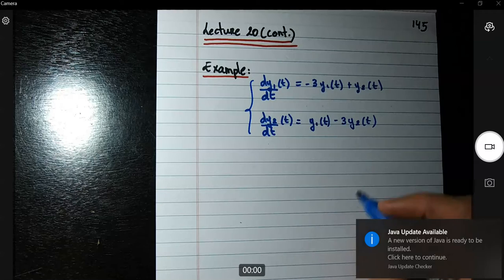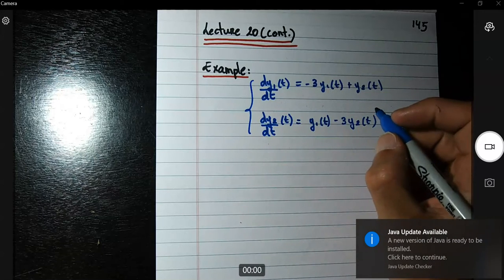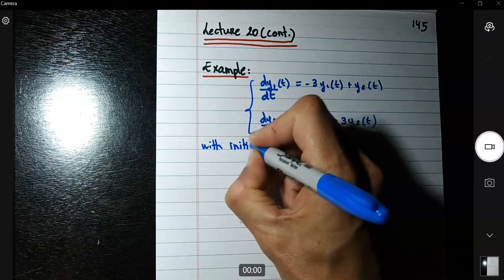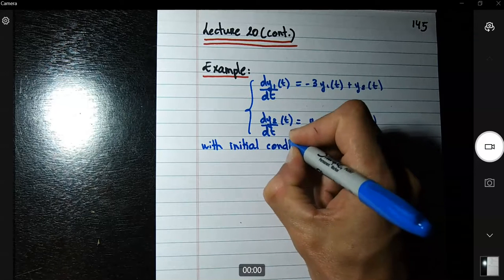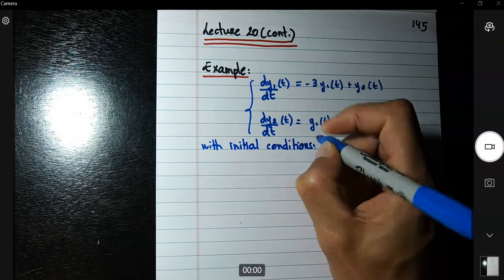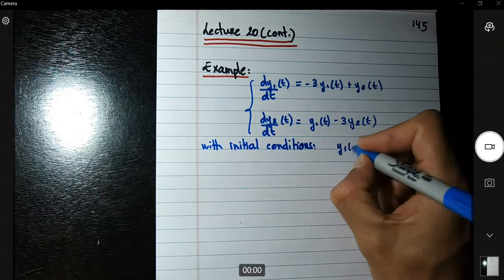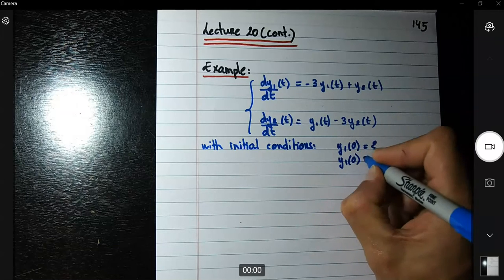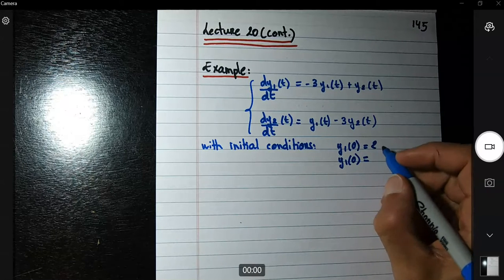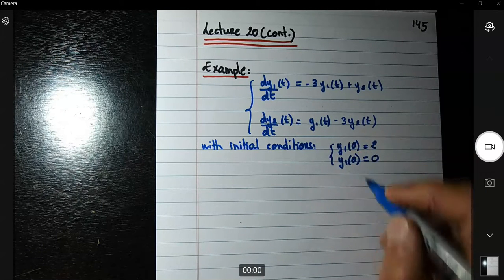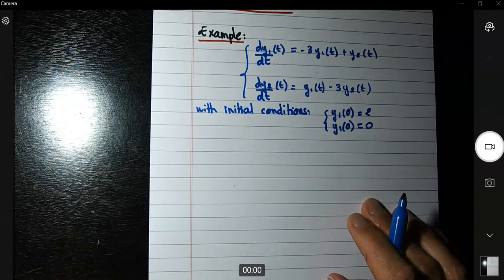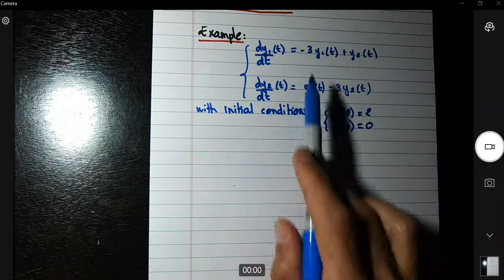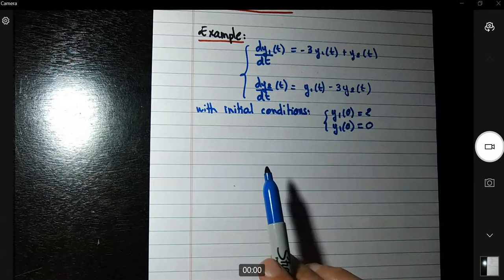Okay, and we need to define some initial conditions. So with initial conditions, y1 of 0 equal to 2. Do you remember that one of the initial conditions must be non-homogeneous, so different than 0? So that will be the one, and the other one can be homogeneous, so that we can find a solution. We did check that these equations are linear, and that we have one non-homogeneous condition.